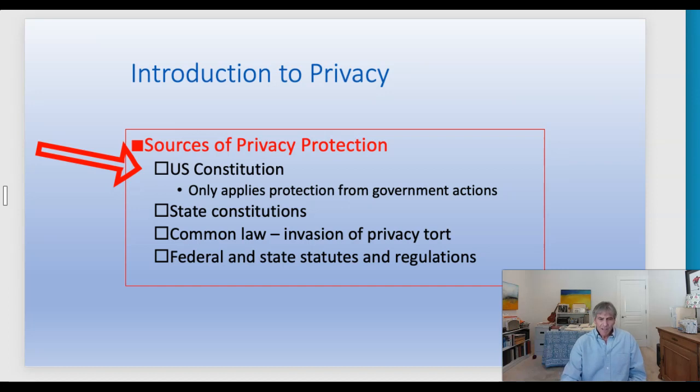I put state constitutions on here because sometimes they may also protect privacy. In this regard, the California Constitution is notable because it states that each California citizen has an inalienable right to pursue privacy. Thus, in California, the state constitution may protect our privacy not only from government action, but also from things that private businesses or individuals do.